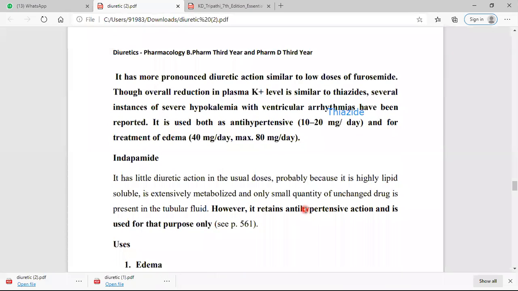Okay, now next is indapamide. Its diuretic action is the same. It means it has antihypertensive action and is used for that purpose only.